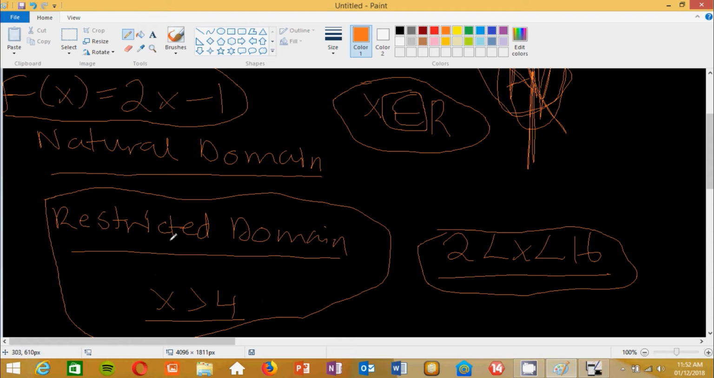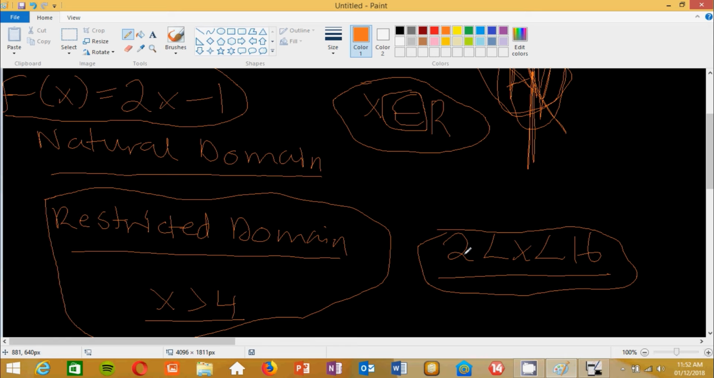A restricted domain means you're going to the natural domain, the numbers that this function can handle, and you are setting boundaries yourself, and you are saying, well, look, I won't allow any number that's less than or equal to 4. I'll only allow numbers that are greater than 4 as my domain. So that becomes your restricted domain.